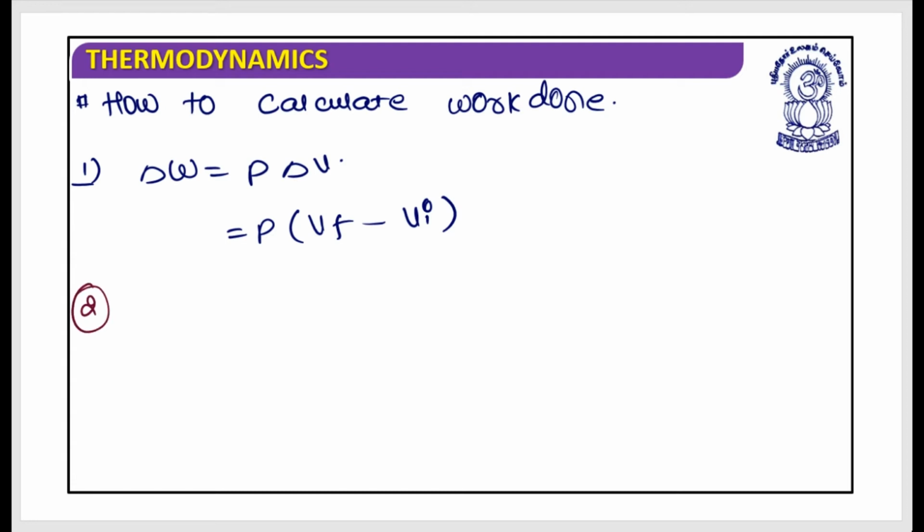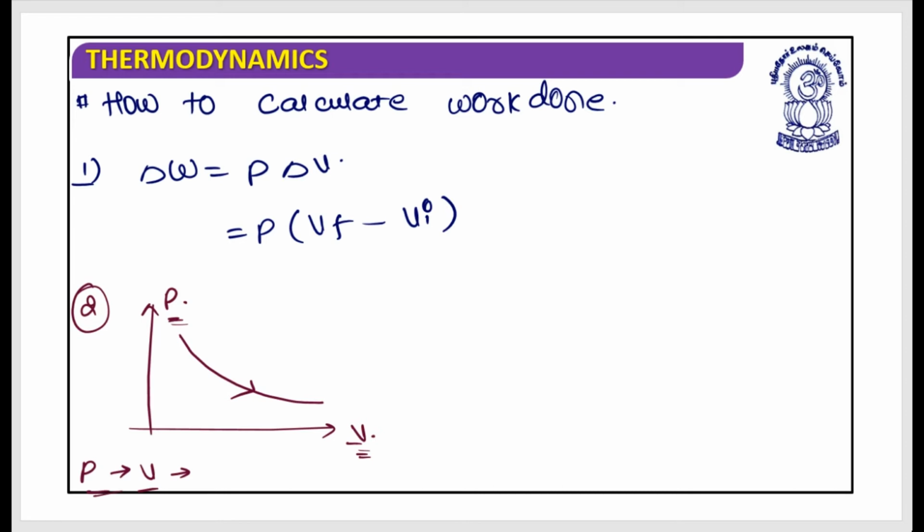A next approach is that let's suppose we have this graph. It's a P versus V graph. Let's say this graph is given something like this. Yes, it's an expansion process. For this P versus V graph, what I need to find out is the work done. So it's delta W, which is equal to P into delta V.